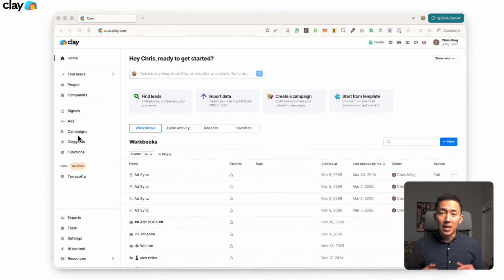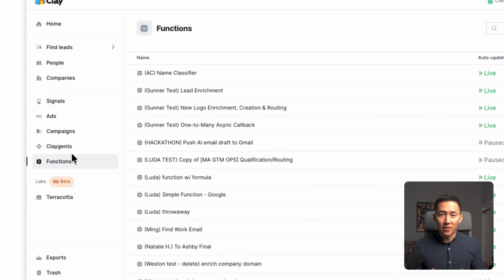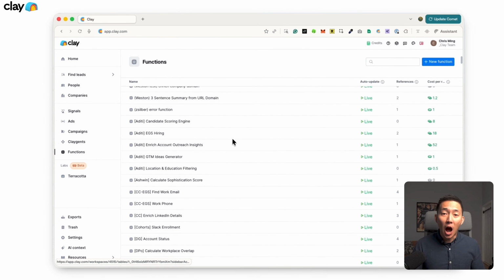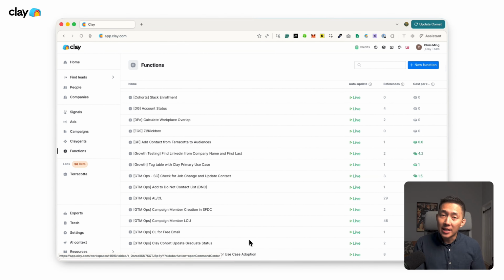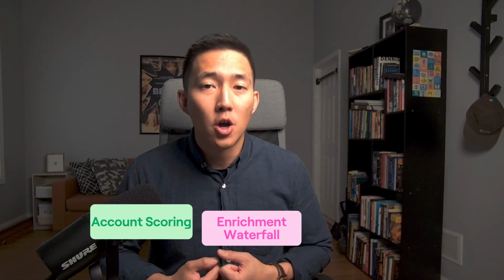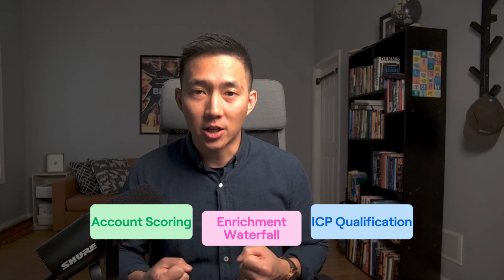So as a reminder, when you save a function, it lives at the workspace level. That means every person on your team can call it from any table they're working on. That goes for your account scoring model, your enrichment waterfall, your ICP qualification logic. All of that becomes shared infrastructure instead of living privately in someone else's table.